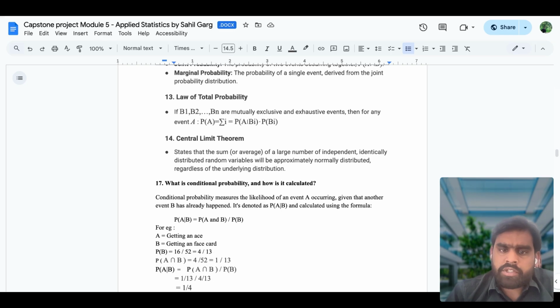Central limit theorem states that the sum of a large number of independent, identically distributed random variables is approximately normally distributed. That is, if we take a large number of independent variables, the sum would be normally distributed.